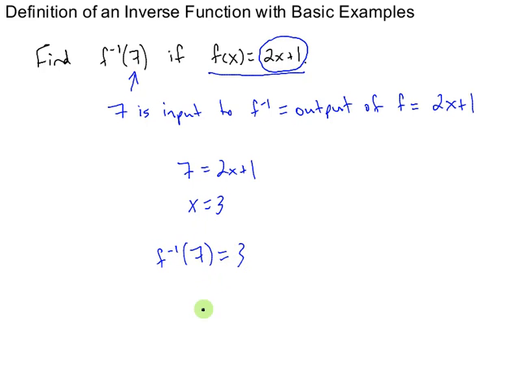The reason for that is because f of 3 is 7. Right? You can use the formula to check. 2 times 3 plus 1 is 7.